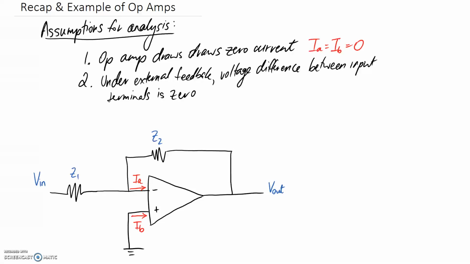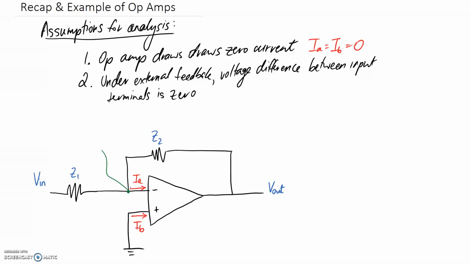So moving on to the next assumption, we're saying that under external feedback, voltage difference between input terminals is zero. So this part here represents the feedback section. So we have some input, it gets fed through the op-amp and things happen in here. And then we have an output, which is then fed back to the input. So this here is the feedback. So we definitely have this case of external feedback. And what we're saying is that voltage difference between input terminals is zero. So the voltage here and the voltage here have to be the same. So the voltage in all this part is identical because there's no components to change the voltage over.